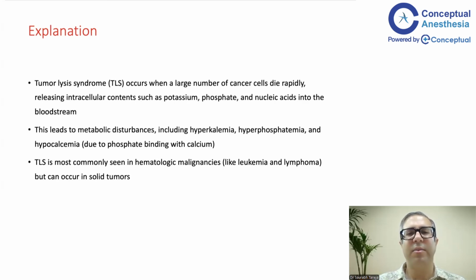This occurs when a large number of cancer cells die rapidly, releasing intracellular content such as potassium, phosphate, and nucleic acids, which break down into uric acid in the bloodstream. This leads to metabolic disturbances, as I told you: hyperkalemia, hyperphosphatemia, and hypocalcemia. It is most commonly seen in hematologic malignancies like leukemia and lymphoma, but can occur in solid tumors. It is a very common indication for admission to critical care settings.